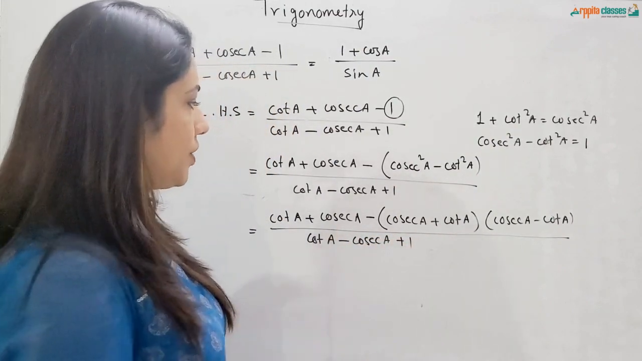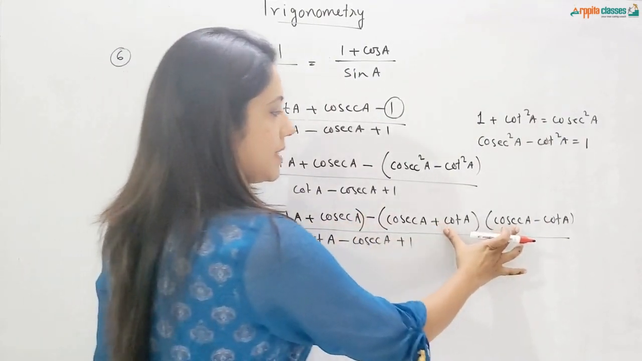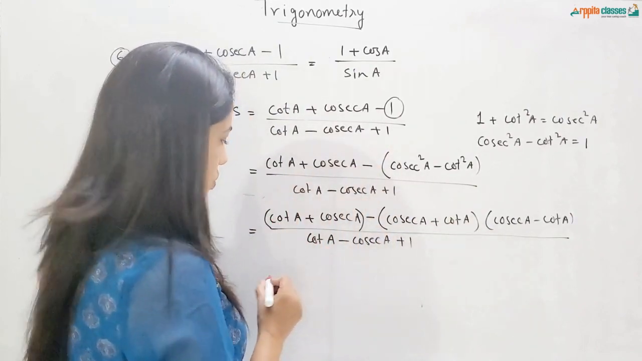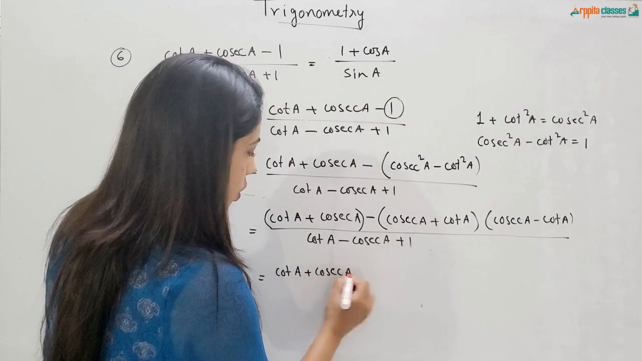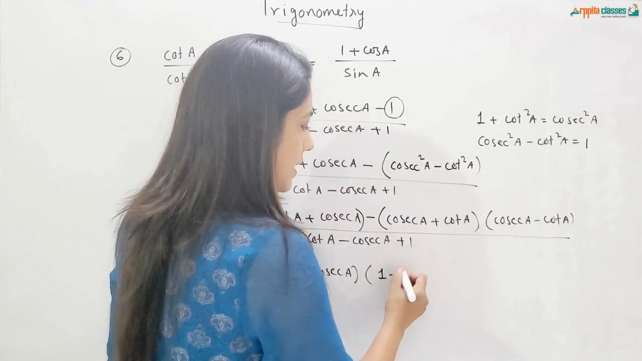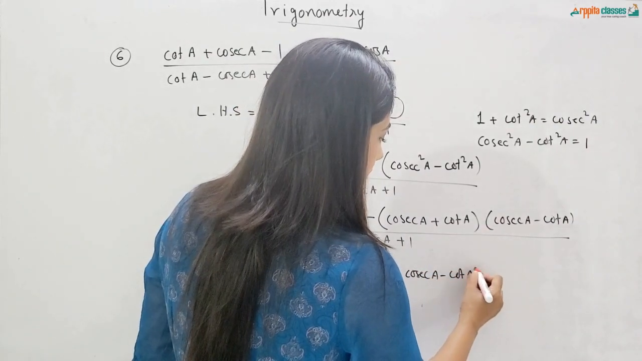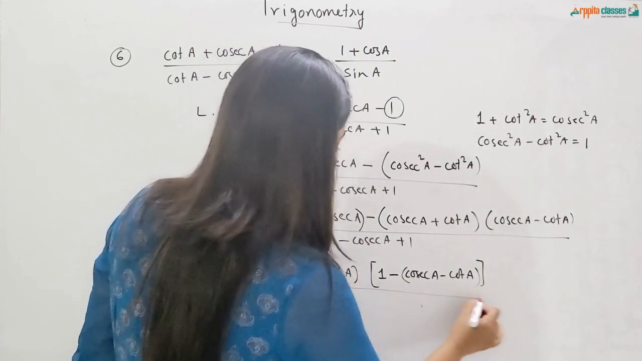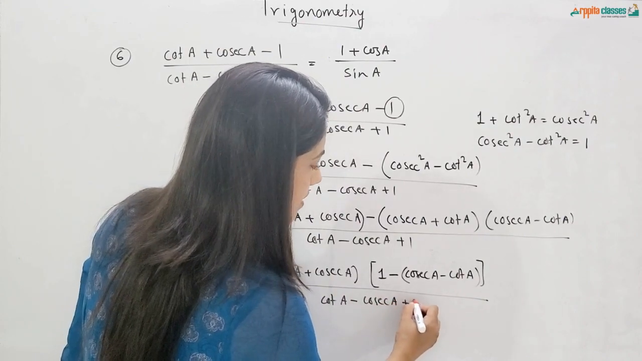Now see, in the numerator we have got two terms. If I write it this way, this is one term and this is second term. Now from here I can take cot A plus cosec A common. So from the first term we have only 1, minus, from the second term we have cosec A minus cot A, which is inside a bracket. So we'll put another bracket over here. Down we have cot A minus cosec A plus 1.